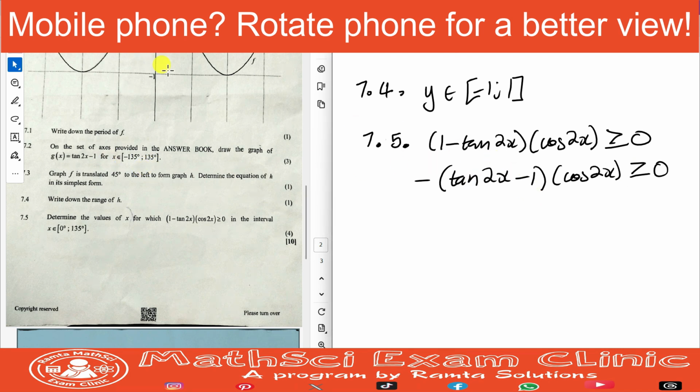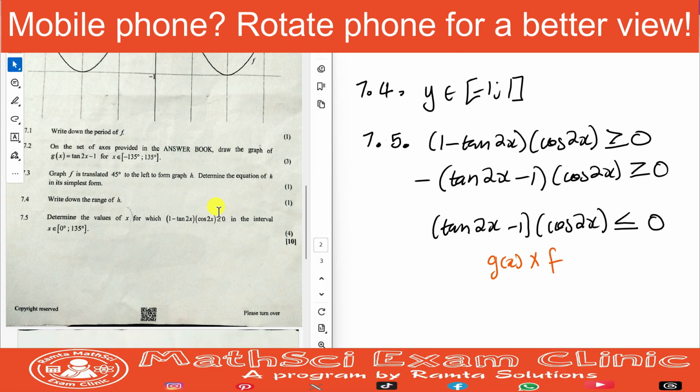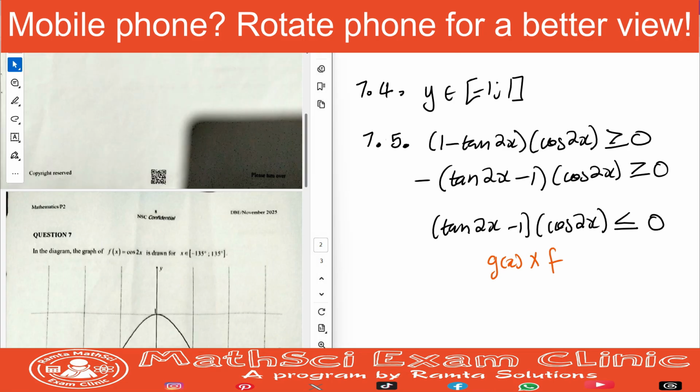You have worked with tan 2x minus 1 and cos 2x. The cos 2x is the one that's drawn. Tan 2x minus 1, you draw it. Now, get rid of the negative. You divide by the negative throughout, and this will become tan 2x minus 1, close bracket, open bracket, cos 2x, close bracket. Because you divided by negative, it'll change direction. You go to your graph now. When you go to your graph, you say both of them, their product, or rather the product of these two graphs. Let me show you. This is g of x. So it's basically saying g of x times, is it f of x? The one that we had.